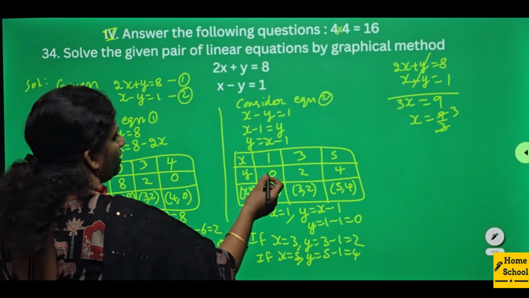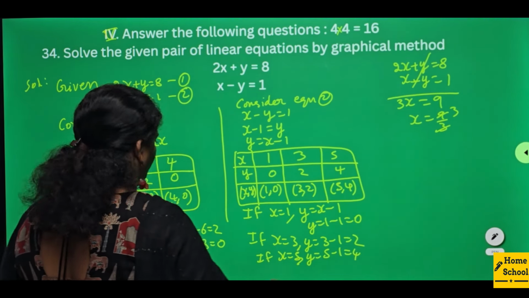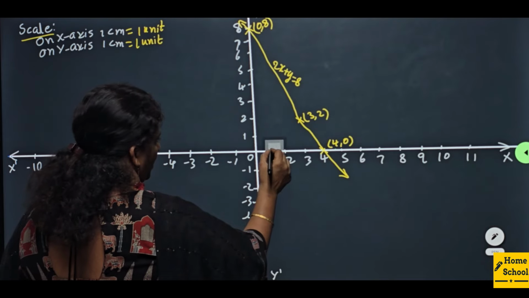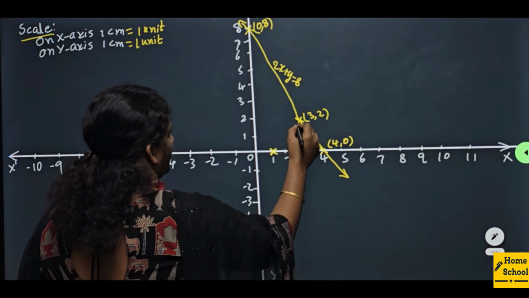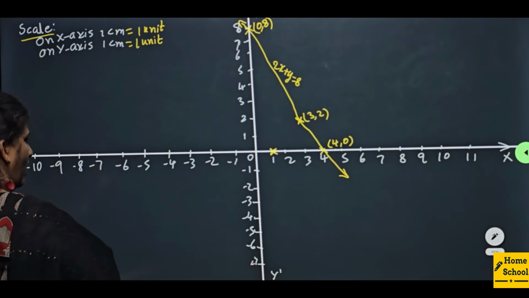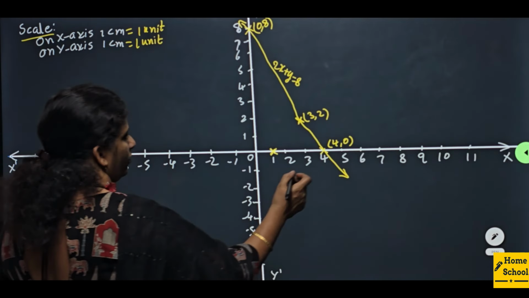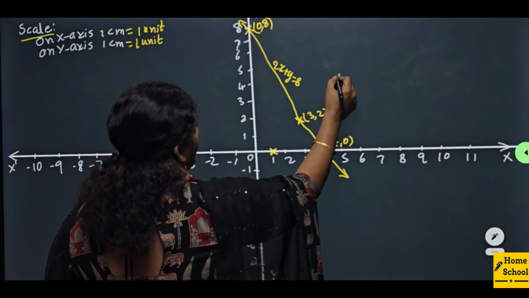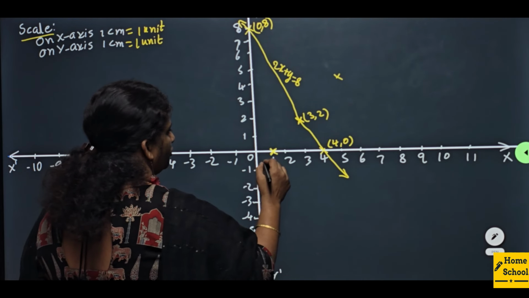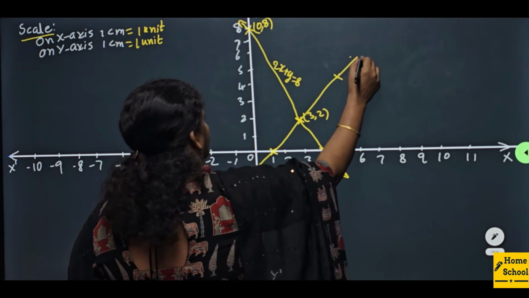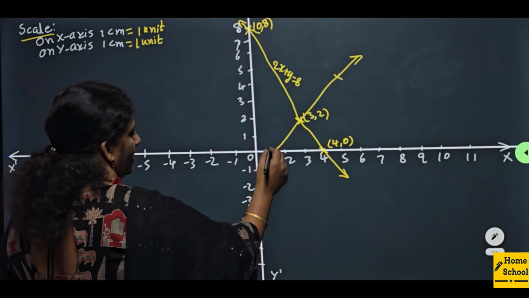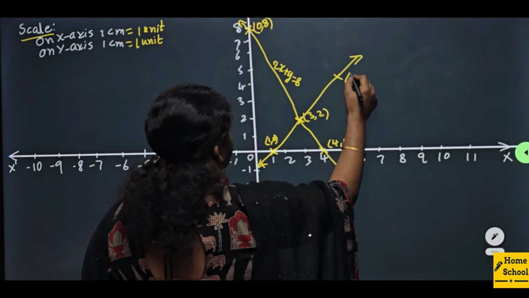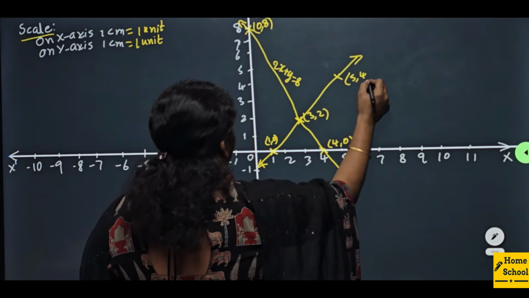Now next one. 1, 0, 3, 2, 5, 4. 1, 0 on the x-axis. 3, 2 is the same point, and another coordinate is 5, 4. 5 on the x-axis and 4 on the y-axis, where you are going to get exactly here. Right? Now try to join these 3 points. You are going to get a line. Write the coordinates. 1, 0, 3, 2 already there. So this one will be 5, 4.